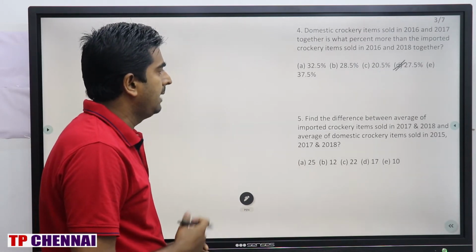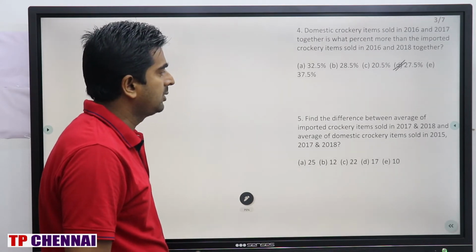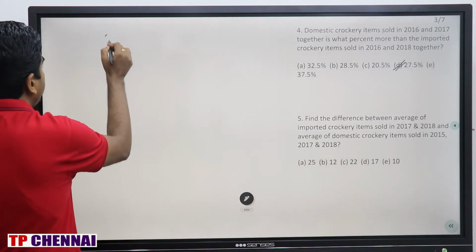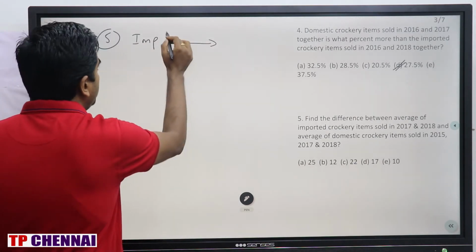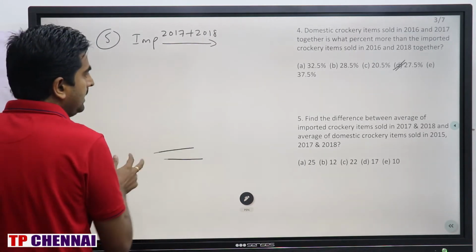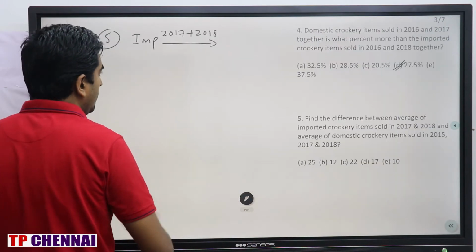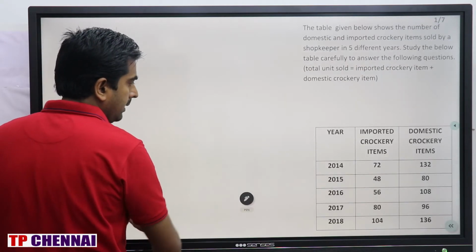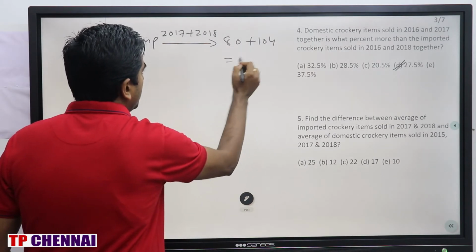Find the difference between the average of imported crockery items sold in 2017 and 18 and the average of domestic crockery items sold in 2015, 17 and 18. So imported in 2017 and 2018, imported in 17 and 18: 80 and 104. This is how much? 184.